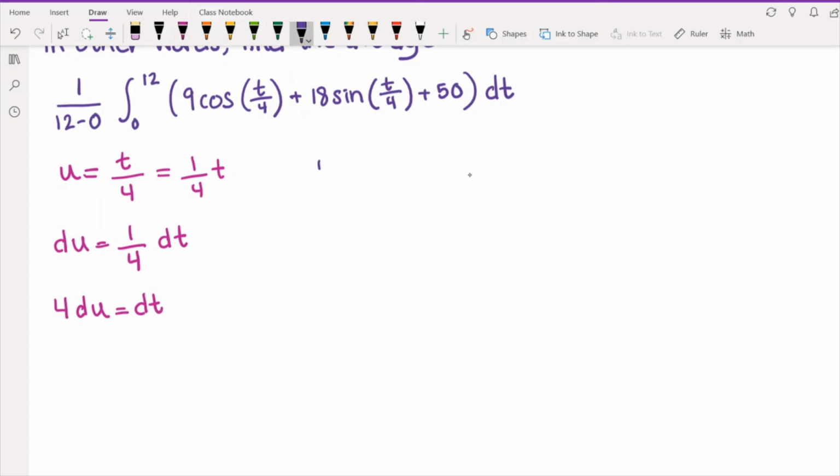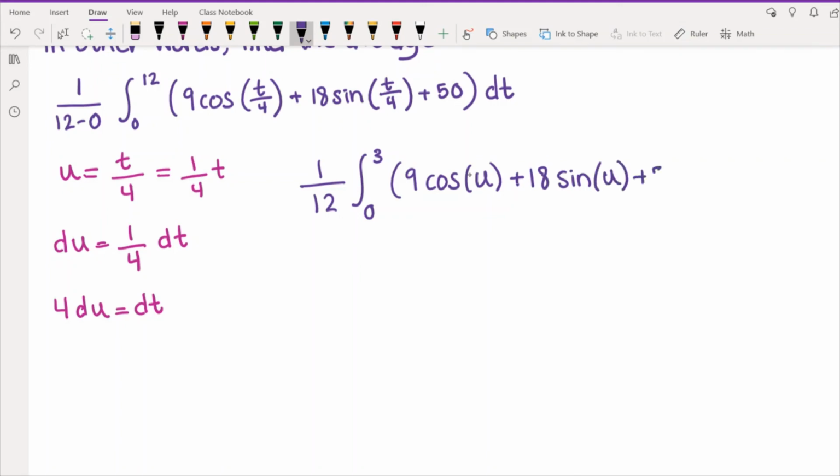So our new setup here is going to be 1 over 12 times the integral. So what are the new bounds going to be? Well, the substitution is that u is equal to t over 4. So we just have to divide each of these bounds by 4. So 0 over 4 is 0. 12 over 4 is going to be 3. And then we have 9 times cosine of u plus 18 times sine of u plus 50. And then we're multiplying that now with 4 times du.